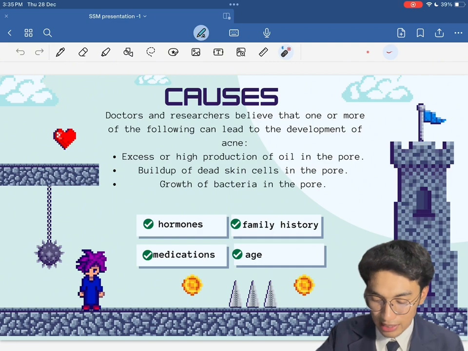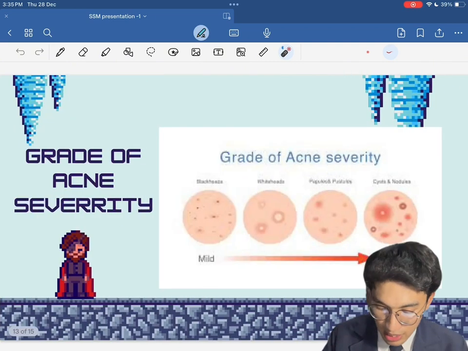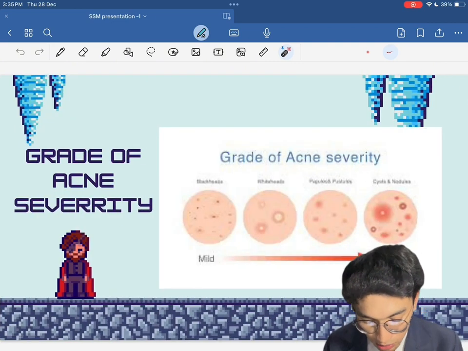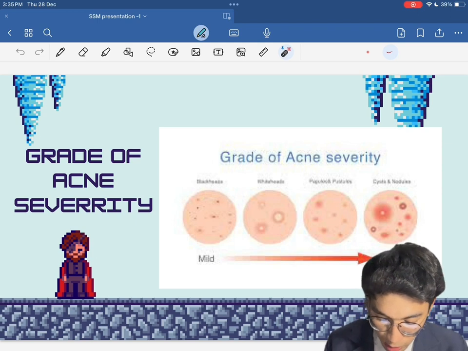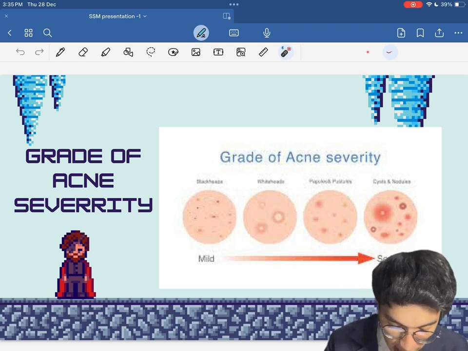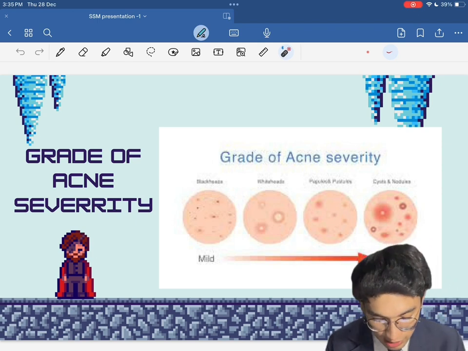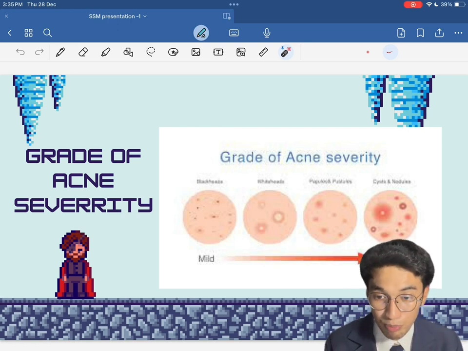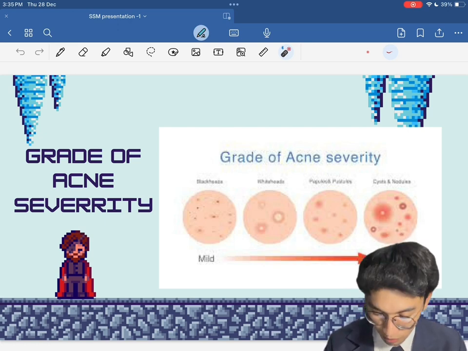The next one is the grade of acne severity. Actually, we have mild to severe. The mild starts with blackheads, whiteheads, papules, and the last one is cysts and nodules. Usually, the severe is the most painful type of acne.